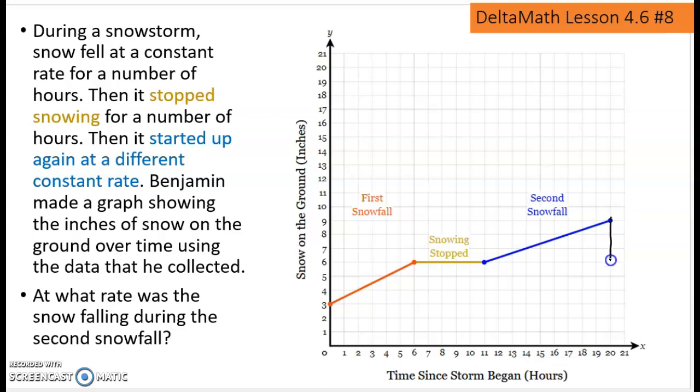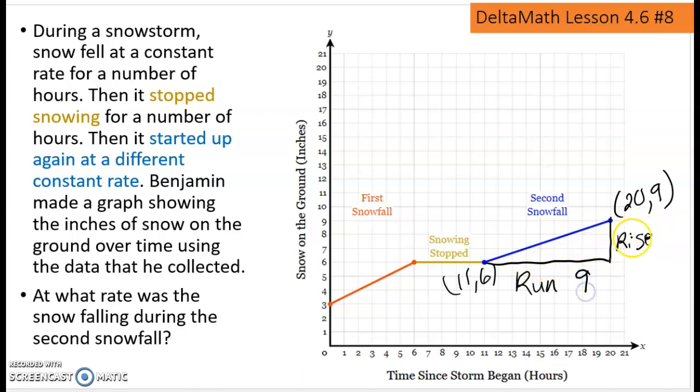We can do our rise over our run. So think about it. Here's your run. Here's your rise. Rise over run. I can look at those coordinates as 20, 9. And this second coordinate is 11, 6. So you can put your rise over your run by counting 1, 2, 3, 4, 5, 6, 7, 8, 9. So your run was 9. Your rise is 1, 2, 3.